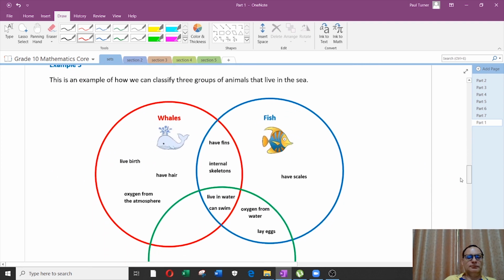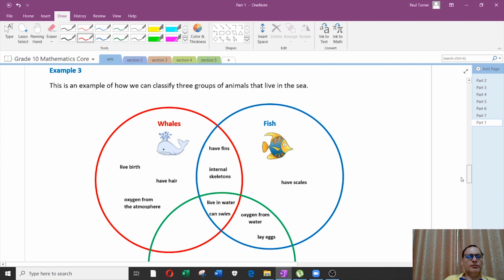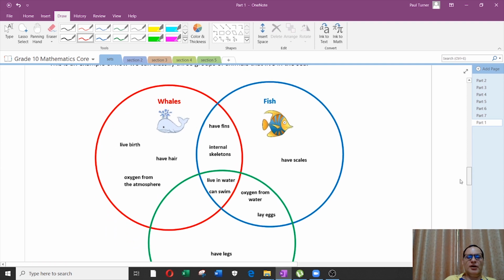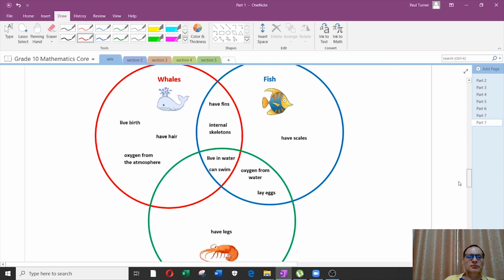How about this one? Example 3. This is an example of how we classify animals. Okay, let's put it about there. So we've got whales, fish, and shrimp or prawns. And these are their characteristics.